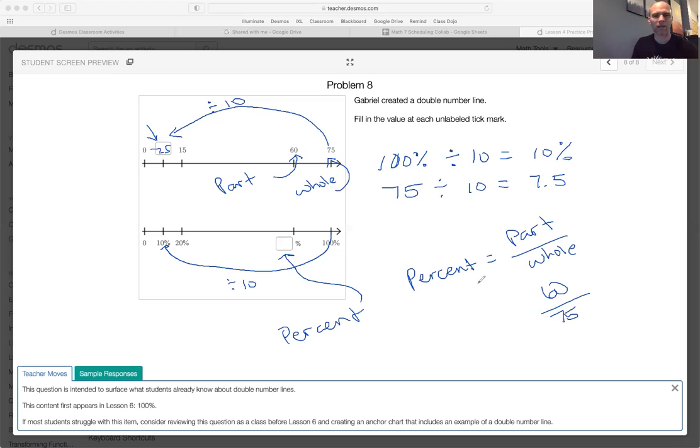I could punch it into a calculator, but I also notice that this fraction can simplify a lot. It might make my life easier. Let me divide top and bottom by 5, and I'm going to get 12 over 15. And then I see that 3 can go into both of those numbers. So 12 divided by 3 is 4, and 15 divided by 3 is 5. So 4/5. Okay.